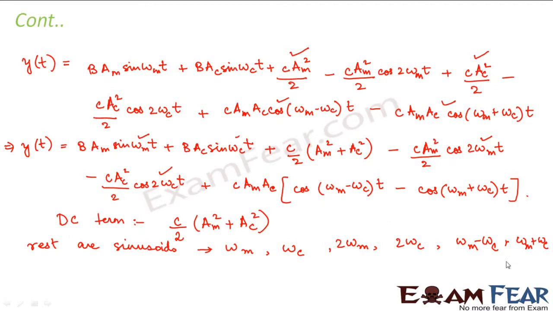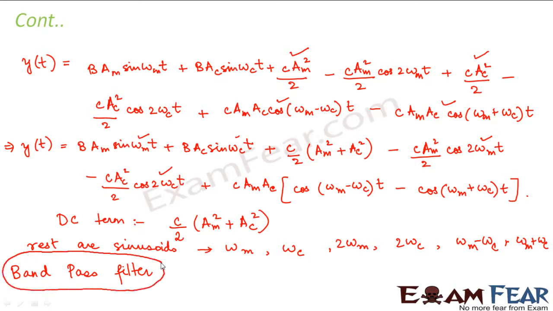So what do we do then? Once we get this output, what do we need? We want an amplitude modulated wave. So we use a band pass filter. That is the last step to produce the amplitude modulated wave. So what will this band pass filter do? Filter generally, what does it do? It blocks certain signals. So this band pass filter will reject DC. So one term is gone. It will not only reject DC, it will also reject the frequencies omega m, 2 omega m, 2 omega c.